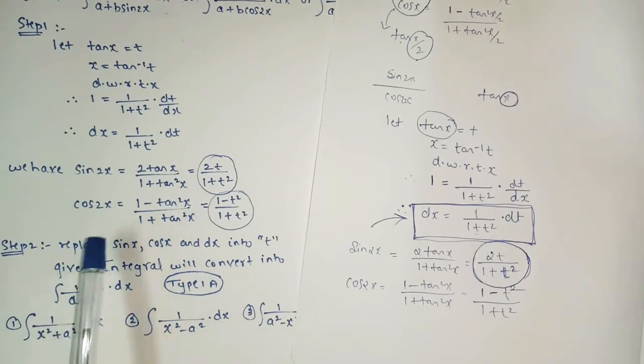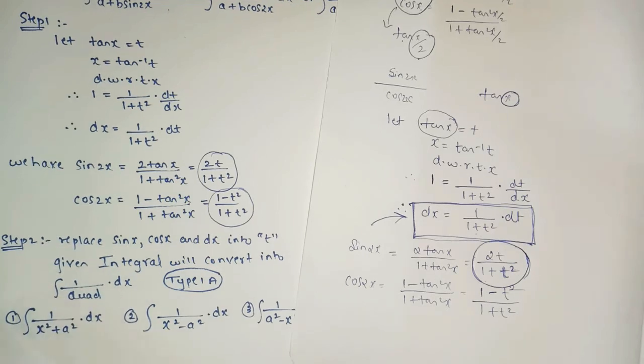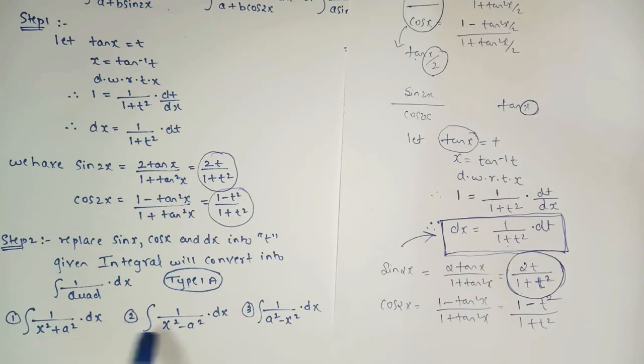We have to replace sin x, cos x and dx in terms of t. So the integral will get converted into 1 upon quadratic. And I hope you all know how to solve 1 upon quadratic. And 1 upon quadratic is what? Type number 1a.